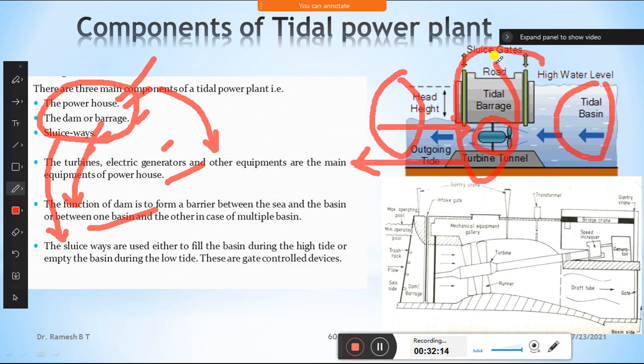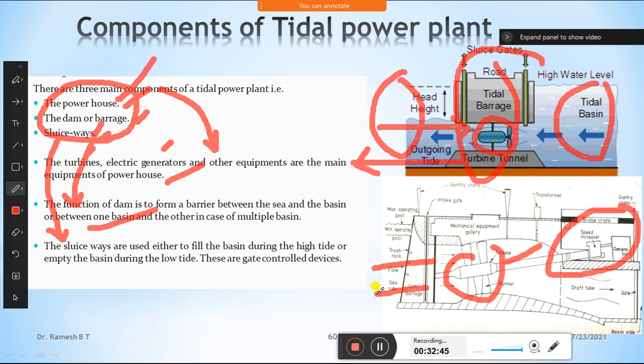The next is the powerhouse, and it is large in size because it is equipped with a turbine and generators, where we can convert one form of energy into another. This is called a turbine, and this turbine is in turn connected with the generators, where it converts mechanical energy to electric energy. These turbines operate when the water flows in one direction as well as the other direction. So the powerhouse is a very important component.